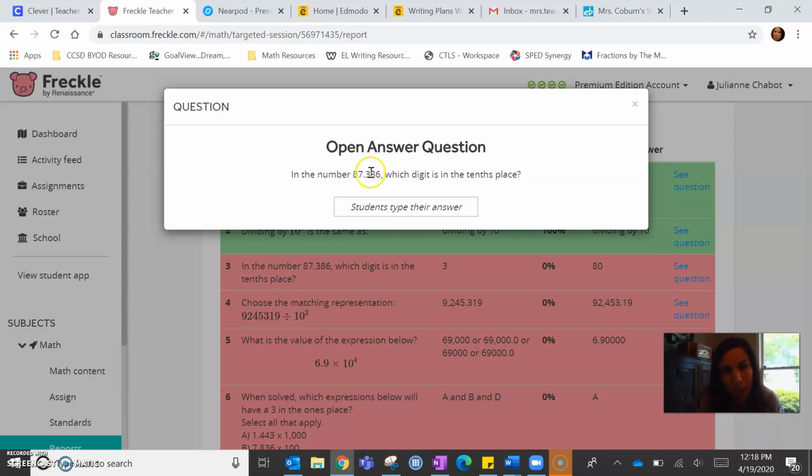So tenths, it's a 1/10 of 1, right? So we're looking to the right of the decimal. And hopefully we remember that tenths is this first number right here. So it would be a 3.